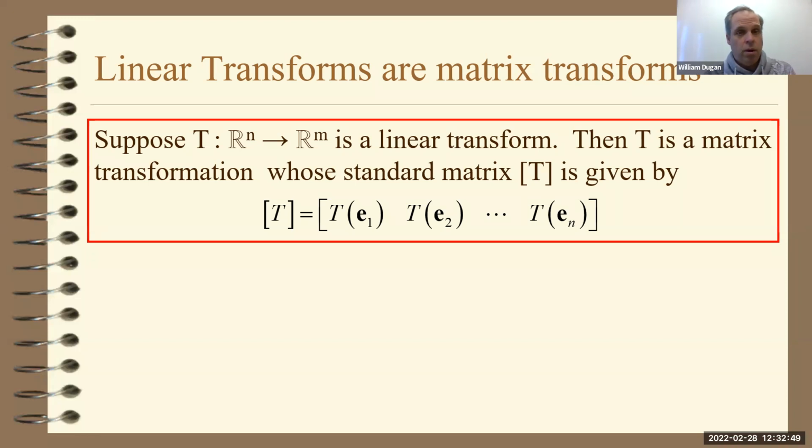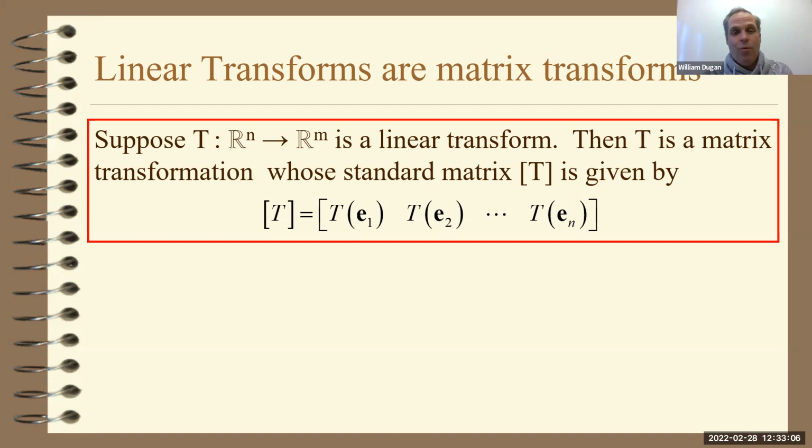So the first column of the standard matrix is T applied to E1. The second column of the standard matrix is T applied to E2, and so on. So that's really neat. Showing you why it's true is also very easy based upon the things we already have.